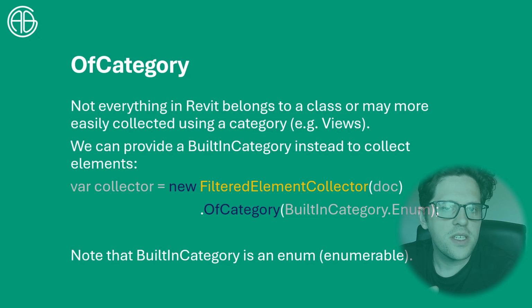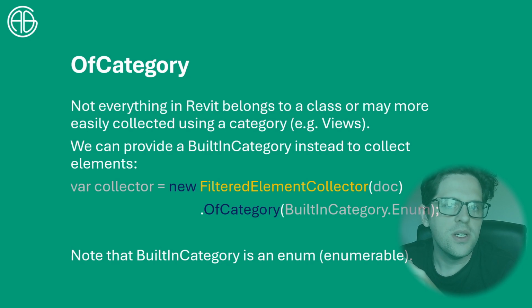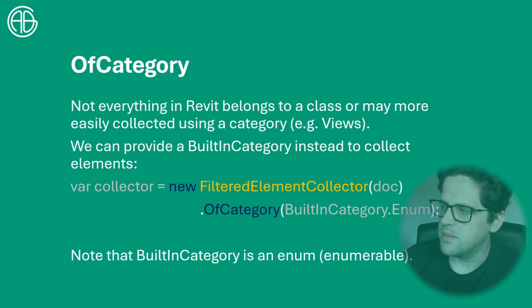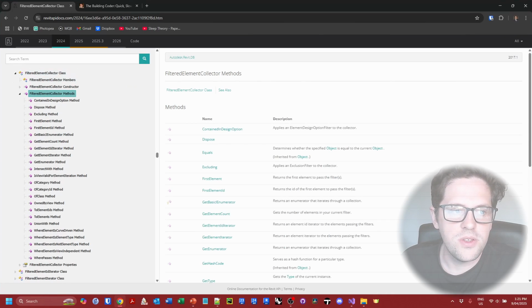So note that in this case, built-in category is what's called an enumeration, an enum. This means there's a fixed range of options available that behind the scenes lines up to an indexer, an integer. So let's just have a quick look at built-in category so we understand what we're dealing with there, because you will come across this quite often.